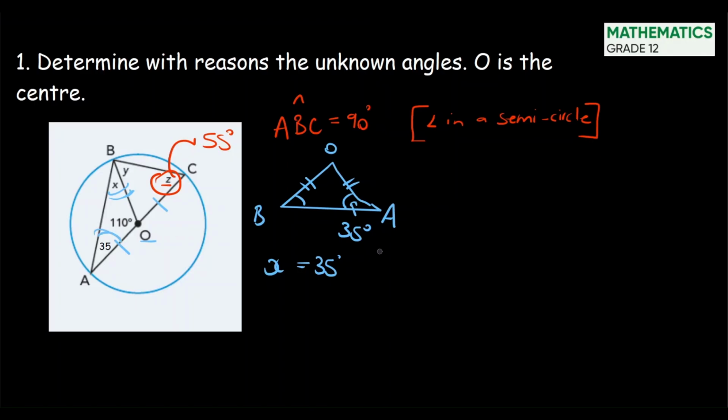And our reason: equal angles opposite equal sides. This is the reason that many students struggle with, but it's good that you can always remember it. When you have an isosceles triangle, you'll be using this reason a lot. We found that X equals 35.